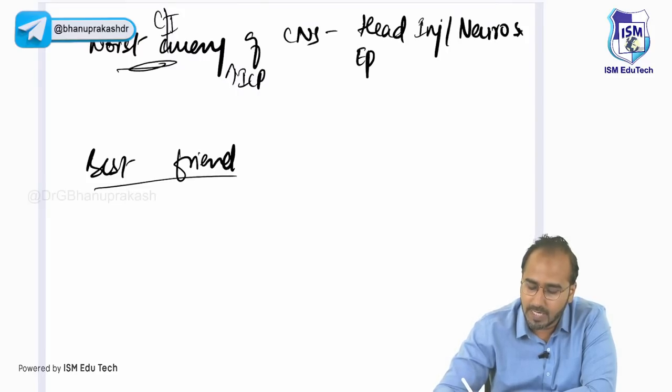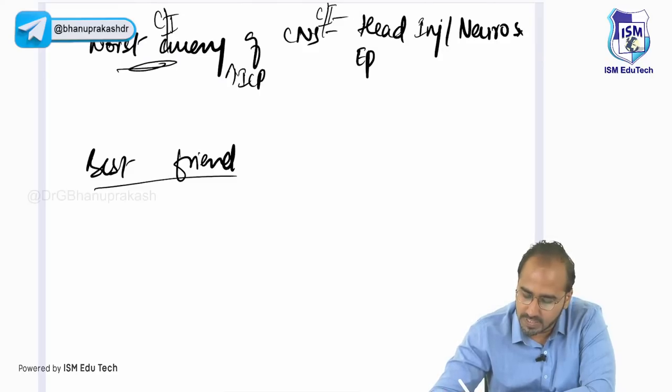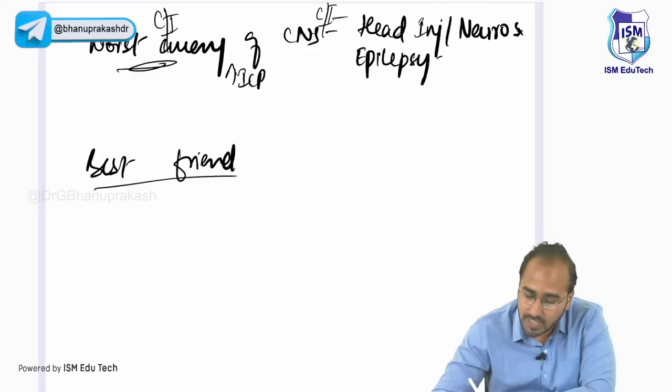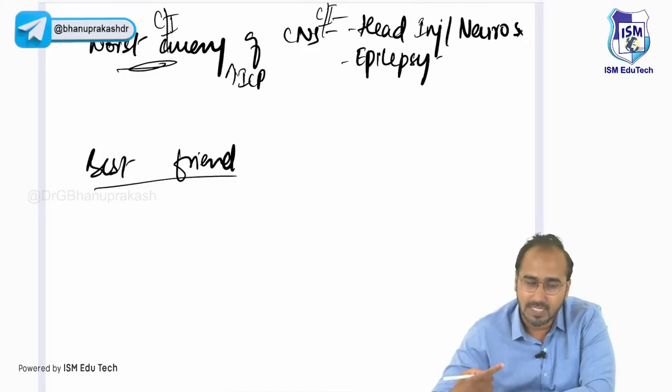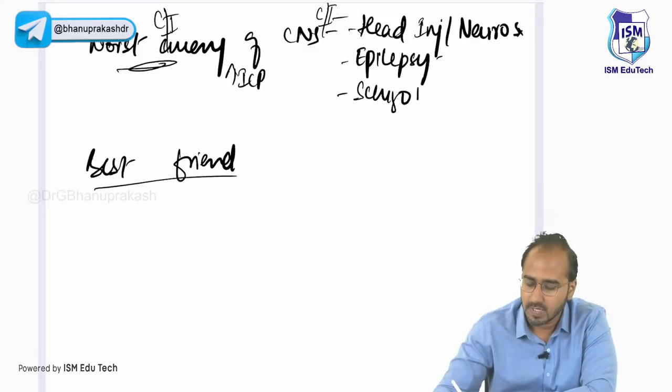Can you give ketamine in epilepsy? No. Ketamine is contraindicated. Remember, guys, it's contraindicated in head injury, neurosurgery, and epilepsy. It is also contraindicated in what, guys? What other CNS problems will there be? It is contraindicated in schizophrenia. Why is it contraindicated in schizophrenia?